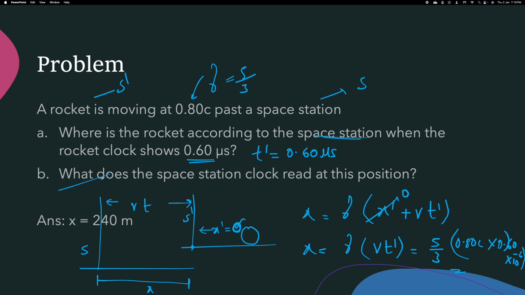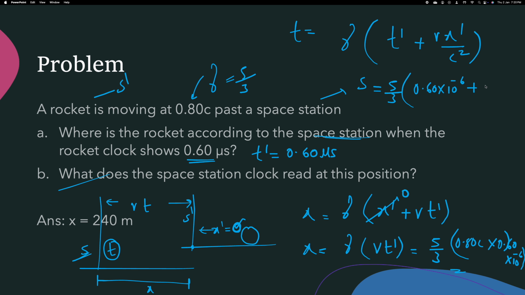Now, what does the space station clock read at this position, which is the time with respect to S, which is t? What is the formula for t? t equals gamma times (t prime plus vx prime over c squared). Gamma is 5 over 3, t prime is 0.60 microseconds, plus v, given as 0.80c, times x prime, which is 0, over c squared. This overall term becomes 0. So your final answer t will be 5/3 times 0.60 times 10 to the power of minus 6.